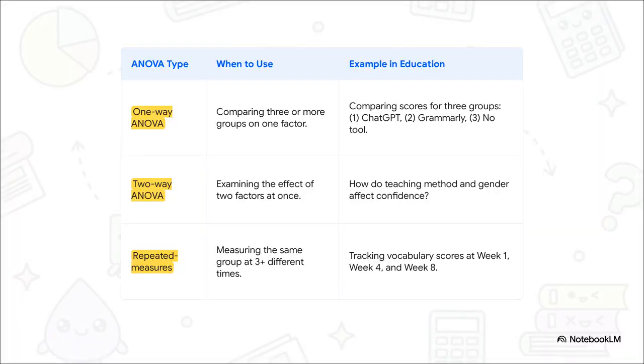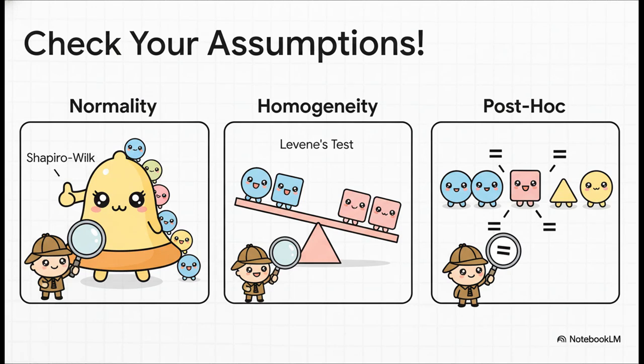And that tool is ANOVA, which stands for Analysis of Variance. It lets you compare the averages of 3 or more groups all at once without that risk of piling up errors. A one-way ANOVA is pretty straightforward. You're looking at one factor, like comparing scores from 3 different writing tools. A two-way ANOVA gets a bit fancier, letting you look at 2 factors at the same time. And if you're tracking the same group over 3 or more points in time, that's when you'd use a repeated measures ANOVA.